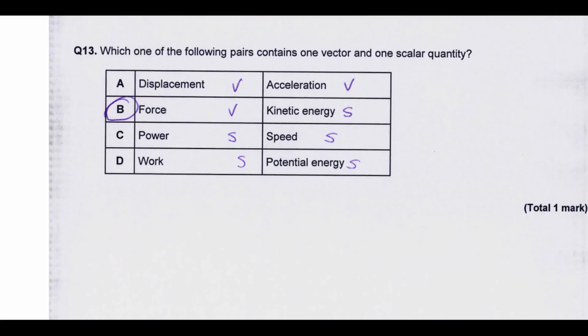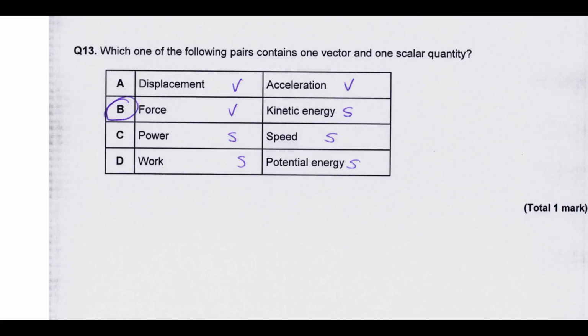Which one of the following pairs contains one vector and one scalar? So looking at A, displacement and acceleration are both vectors. B, force is a vector, kinetic energy is a scalar. All forms of energy are scalars, so it's going to be B, but let's check the others.